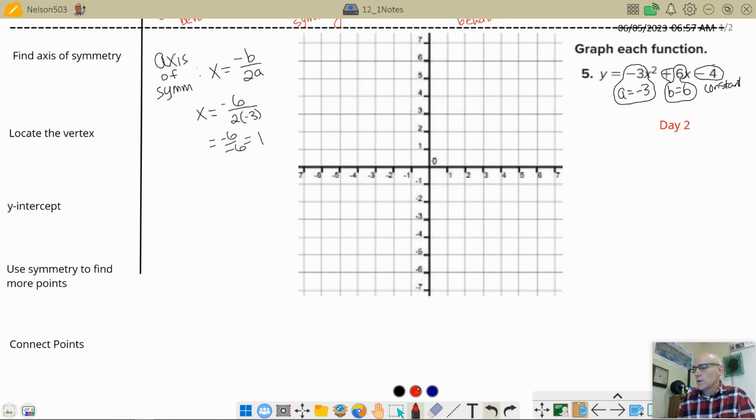So if I go over to x equals 1 and put a vertical line down, try to make it nice and straight on your graph paper. Okay, that's our axis of symmetry. Axis of symmetry. I wanted you to see that this really works, or have some feeling for why it works.